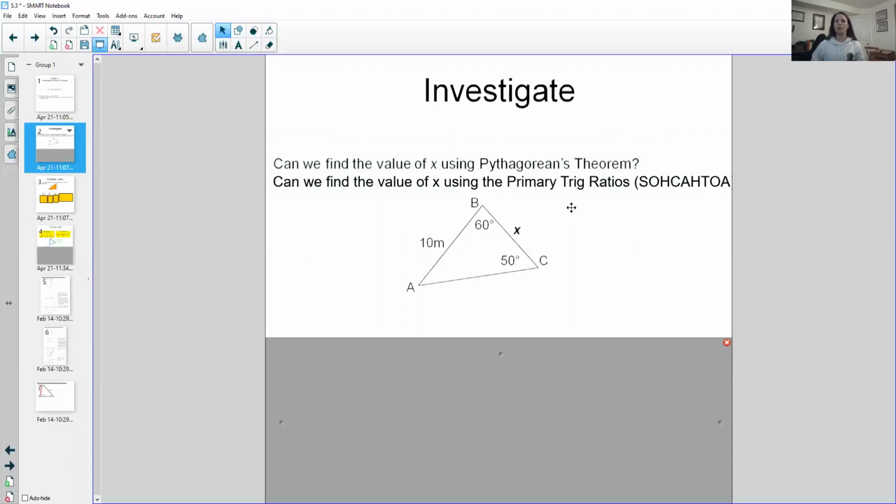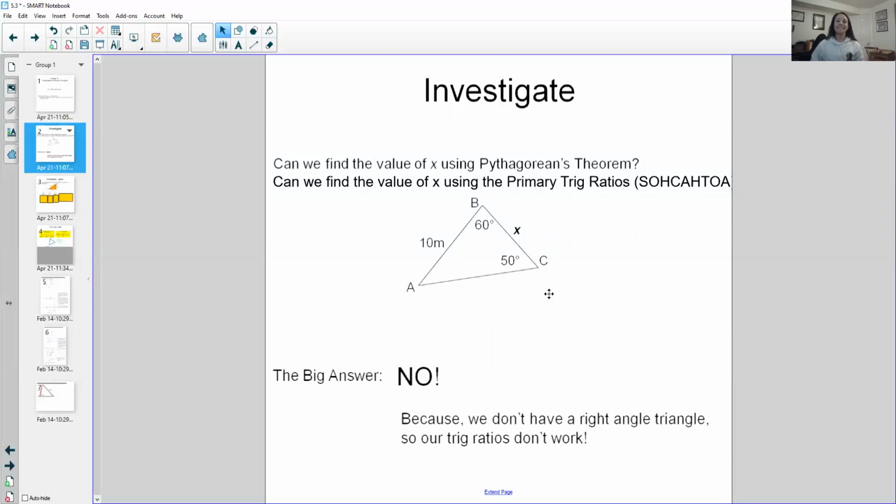So let's try our primary trig ratios. I've got a side and I've got an angle. That's perfect, and I can find another side. But some of your trig ratios would involve a hypotenuse, which would be the longest side. So that means I would have to have a 90-degree angle in here, and I don't. This is not a right angle triangle. Your primary trig ratios only work for right angle triangles, and that includes the tangent ratio. All of them have to be a right angle triangle, and this isn't. So in short, this doesn't work.